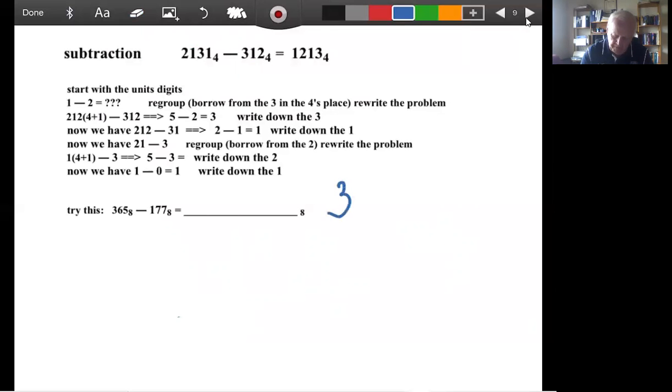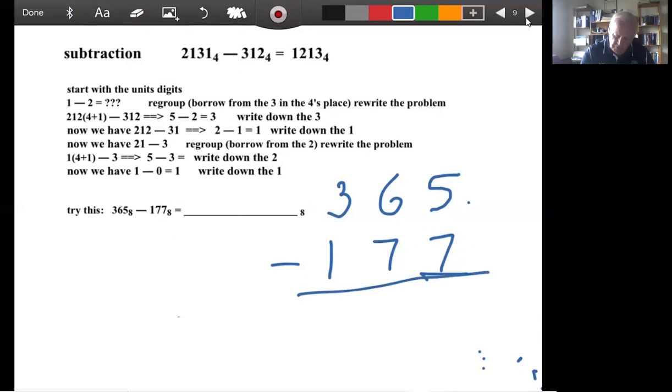We have 3, 6, 5, 1, 7, 7. These are in base 8, okay? So we're going to subtract. 5 take away 7, we cannot do, as we all know. So we're going to take one of them away from here, and remember we're in base 8 now, so we're going to take that 1 8 and put it over here. That gives us 13. So 13 take away 7 is 6.